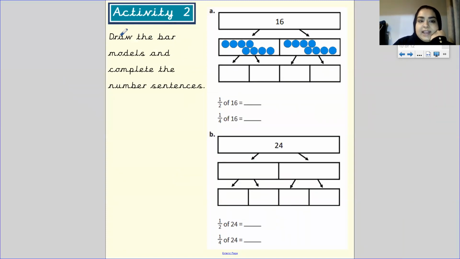Activity 2 over here says draw the bar models and complete the number sentences. So you need to do half of 16 using the bar model and then quarter of 16 using the bar model. Okay, and the same for 24.